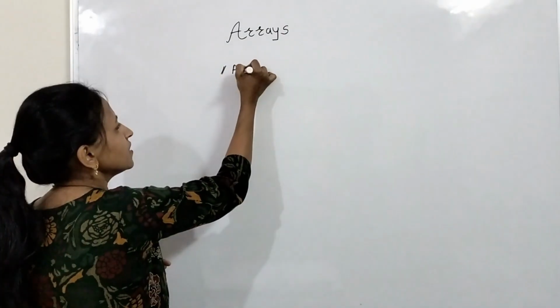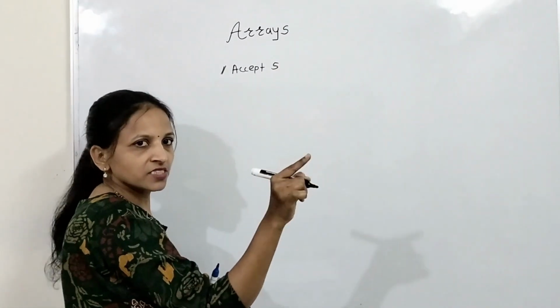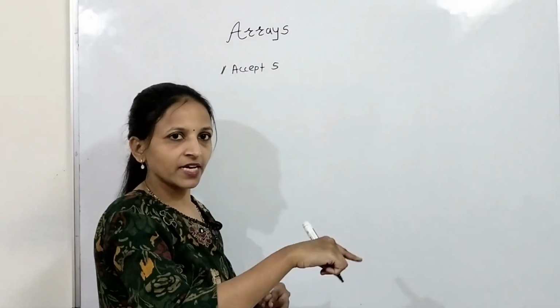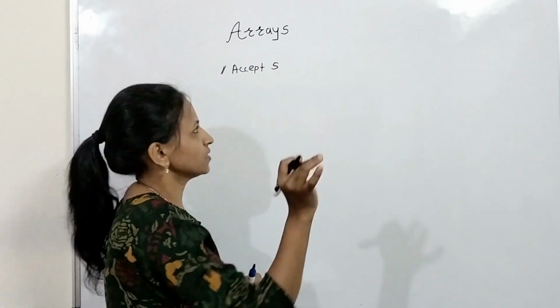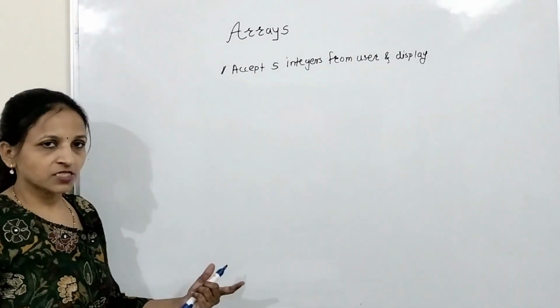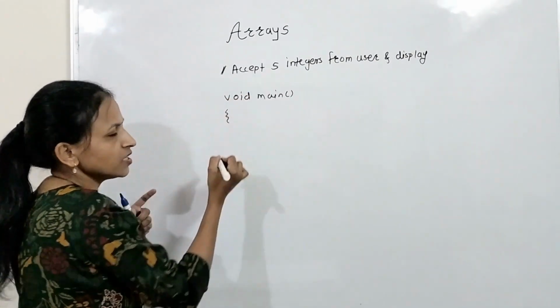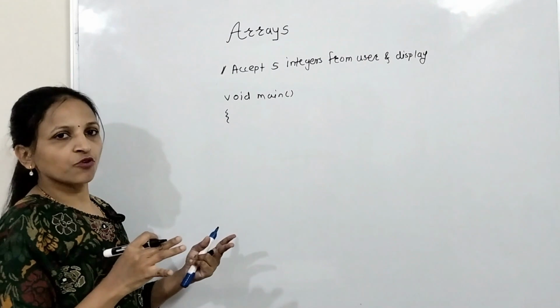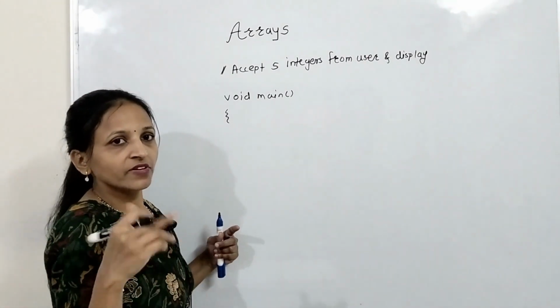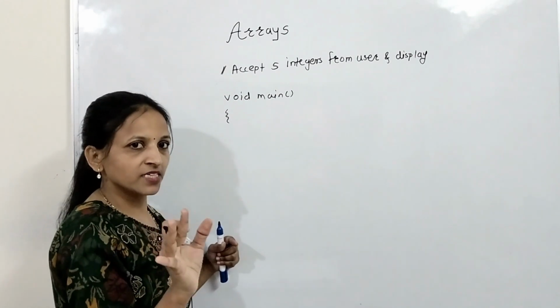Here accept 5 integers from user, store in array and display it. That's it. First we have to include stdio.h as usual, then void main. I will do everything in main only. See here, we have to accept 5 numbers from user. Then for that we will declare one array of size 5 and the data type will be integer.